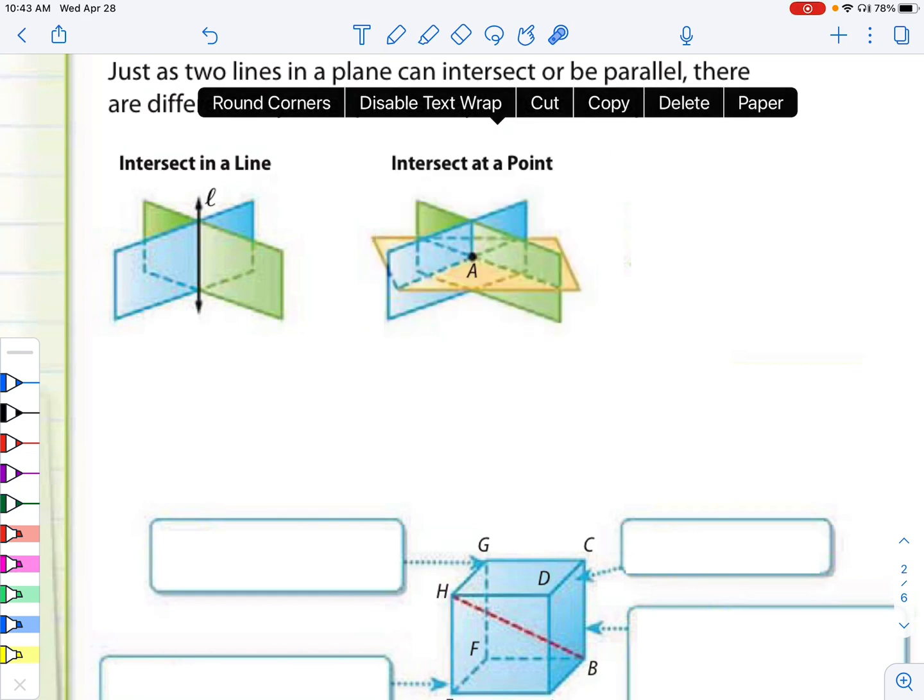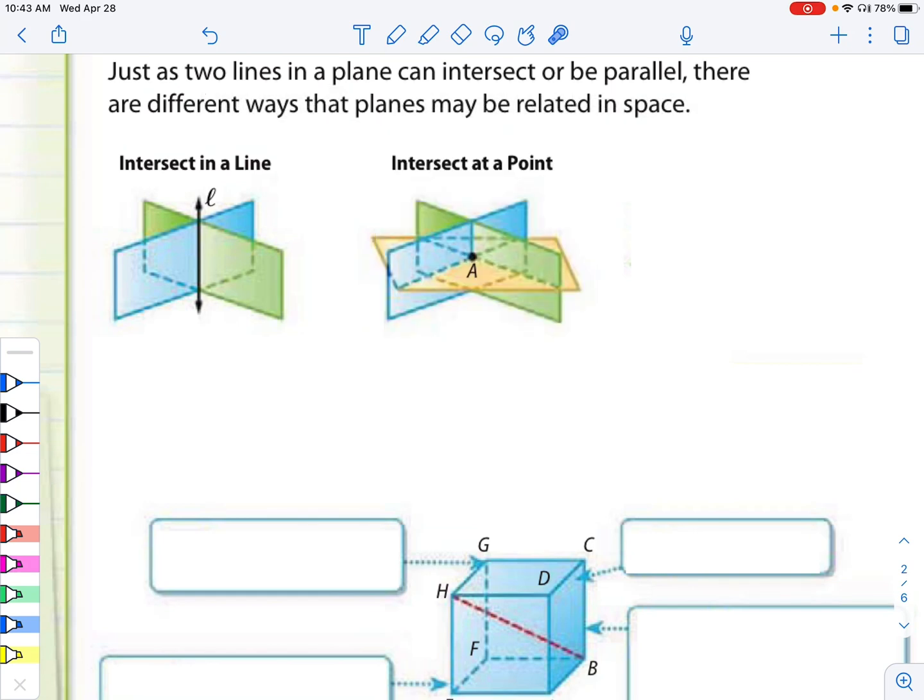So how does that work? If you look at three planes here, the blue plane, the green plane, and the yellow plane, when they are all put together, you can see that they only intersect at point A. Again, it takes a little bit of imagination here. The green plane, the blue plane, and the yellow plane, when they are put together, only intersect at point A.